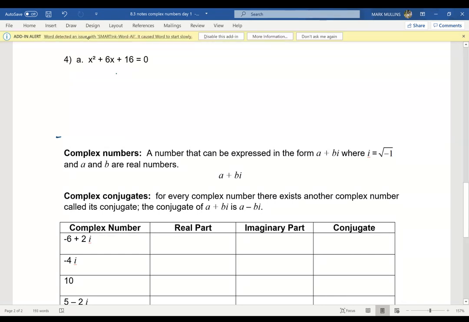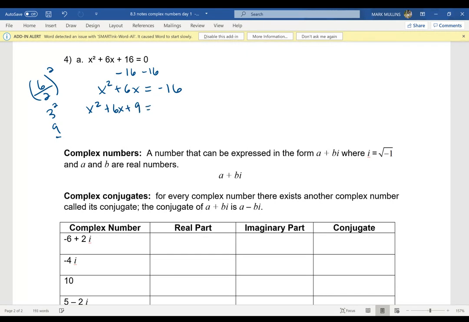So first I need to subtract 16 on both sides. So I have x squared plus 6x equals negative 16. And then I think about what I need to complete the square. If I wanted x squared plus 6x plus something so that I have a perfect square, I would take 6, divide by 2, and then square it. 6 divided by 2 is 3, and 3 squared would be 9. So I'm going to write x squared plus 6x plus 9. And if I add something on one side, we have to add it on the other. So negative 16 plus 9.